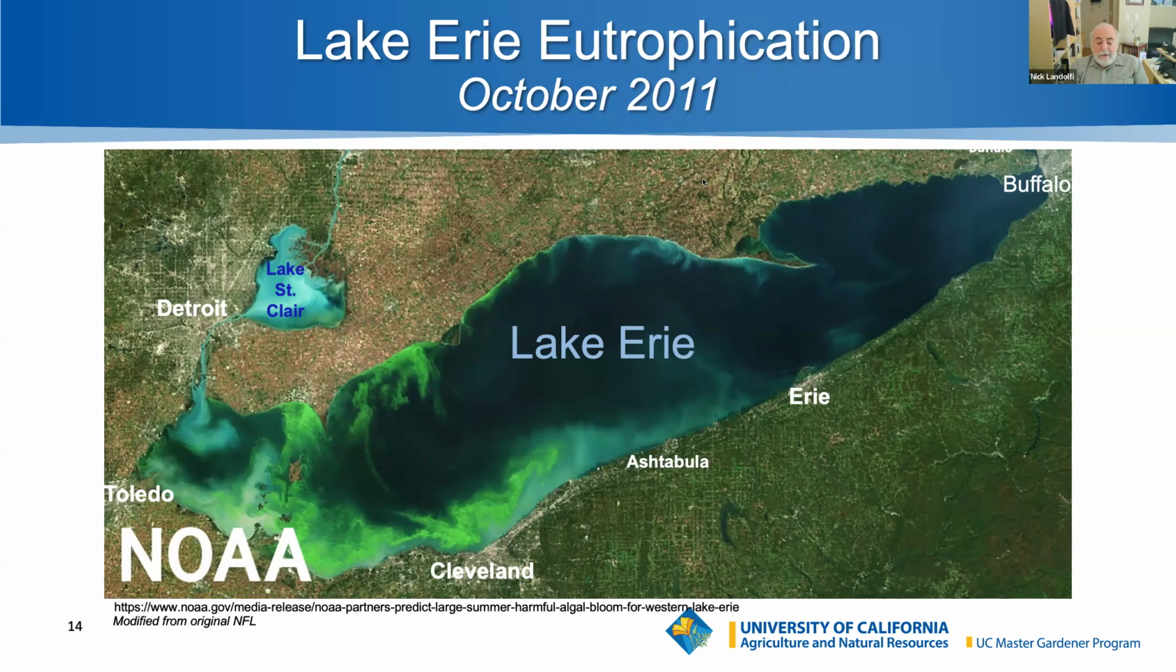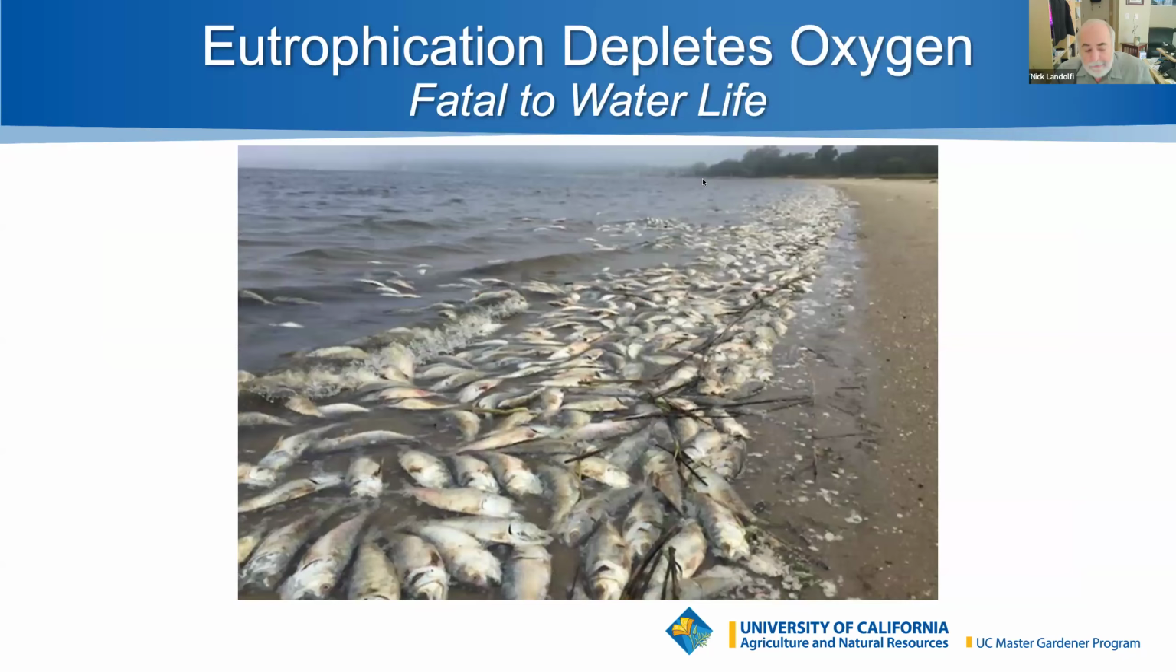This picture is from several hundred miles above the surface. It's somewhat attractive. That's not the case if you go down to the surface. The extensive algal growth depletes the oxygen from the water, and this is very detrimental to water life.